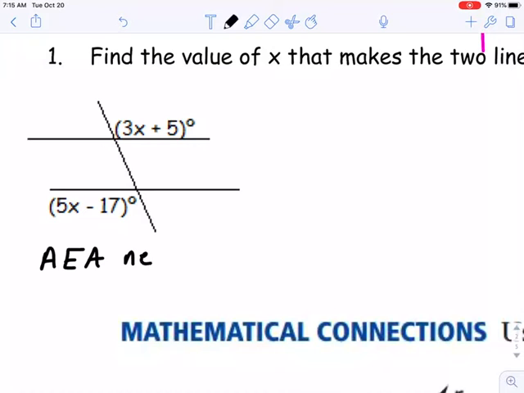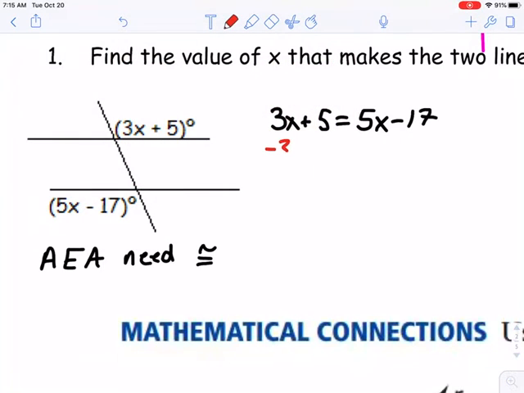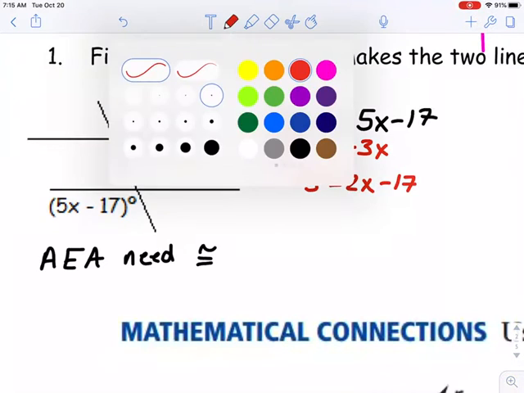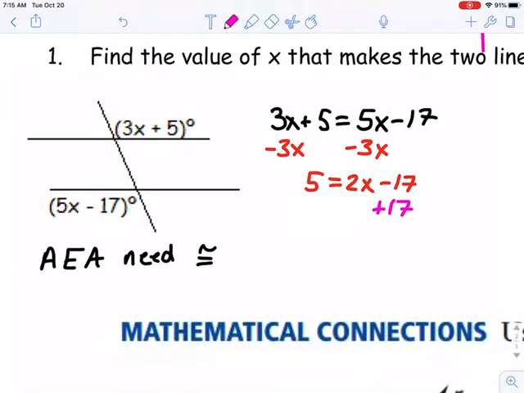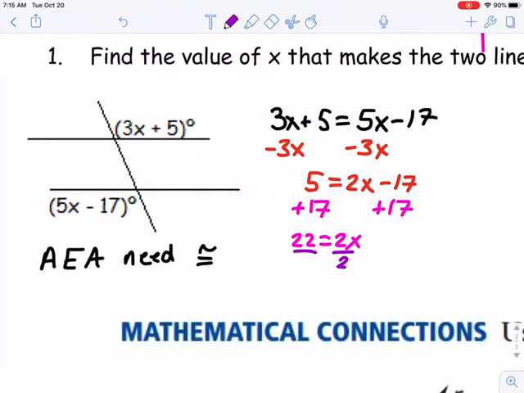We need congruency. So we need them to equal each other. So we need 3x plus 5 to equal 5x minus 17. We can set that up. That's the hard part. So we're going to get 5 equals 2x minus 17. 22 equals 2x, divide by 2, and 11 equals x.